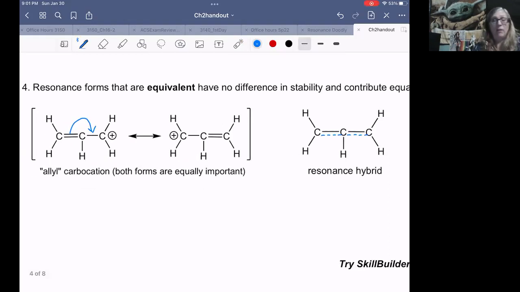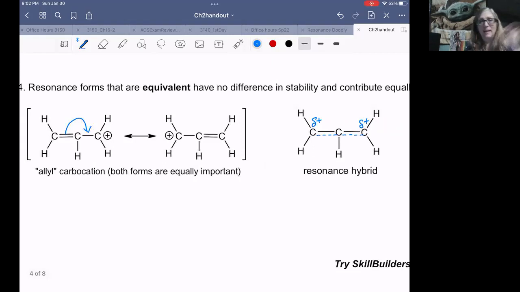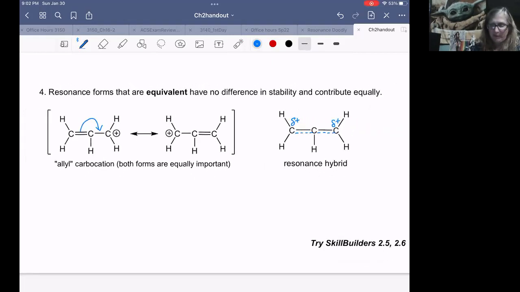And where are our charges located? The third carbon has a positive charge character. The first carbon has a positive charge character. So how do we represent that in the hybrid? We represent that with a delta plus. The first and third carbons both have partial positive charge. In fact, they both have exactly a half of a plus charge because they both contribute equally.